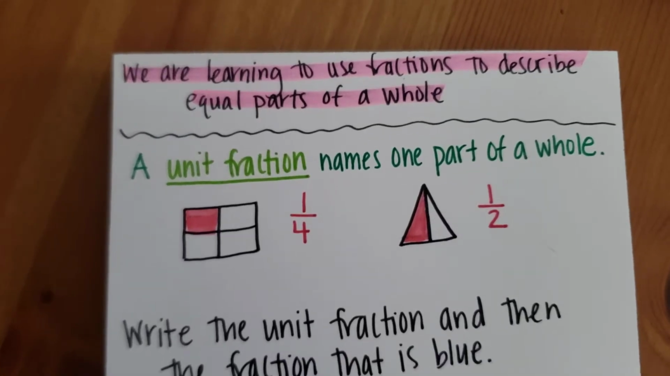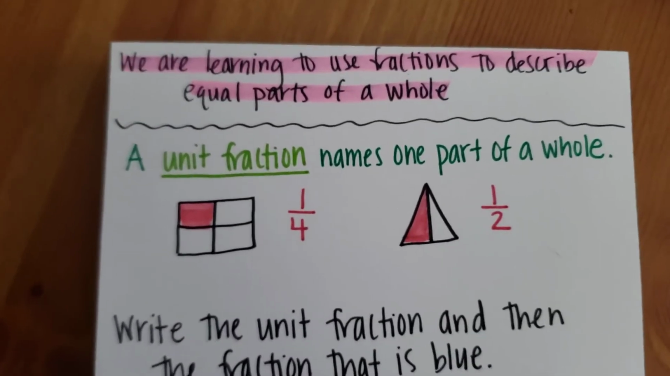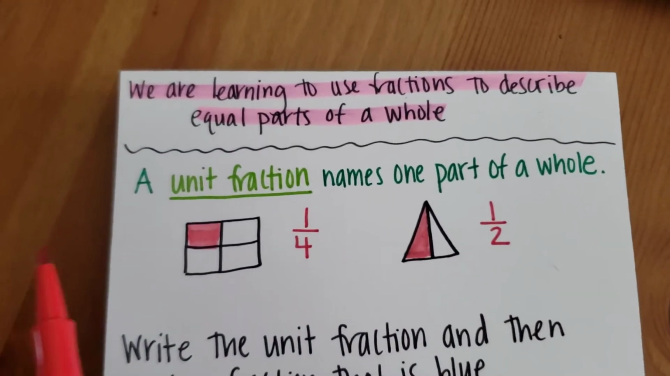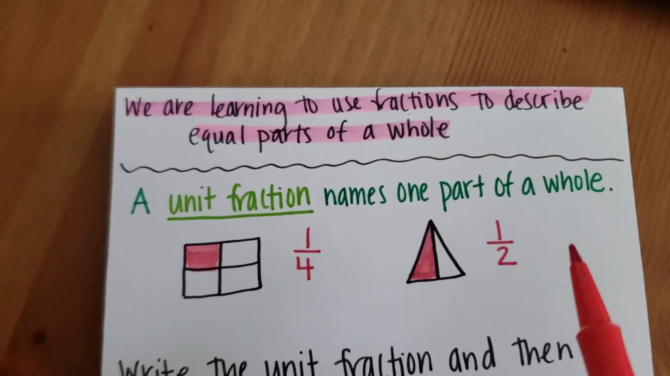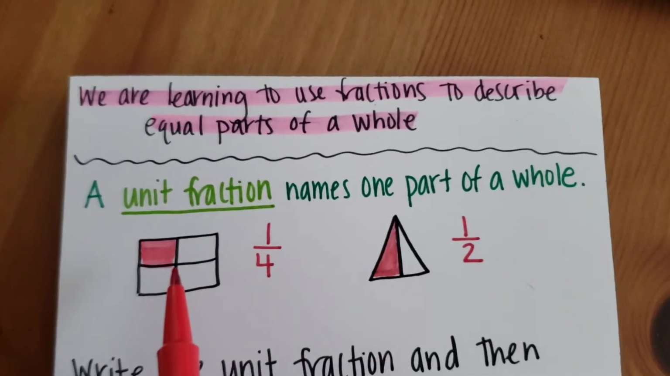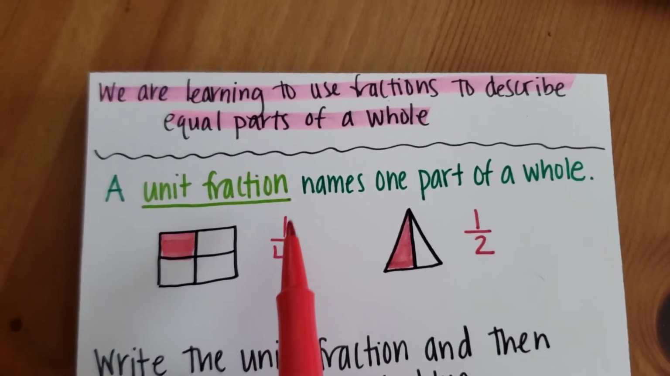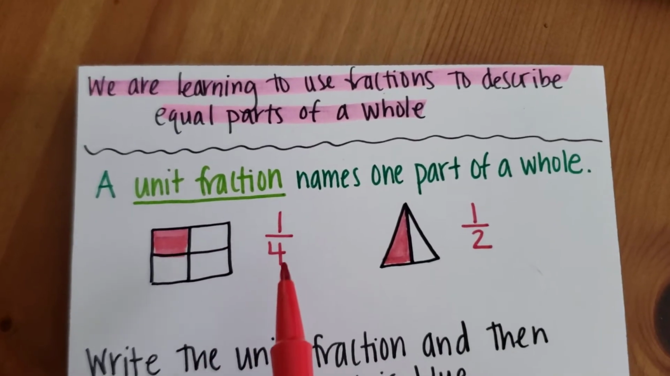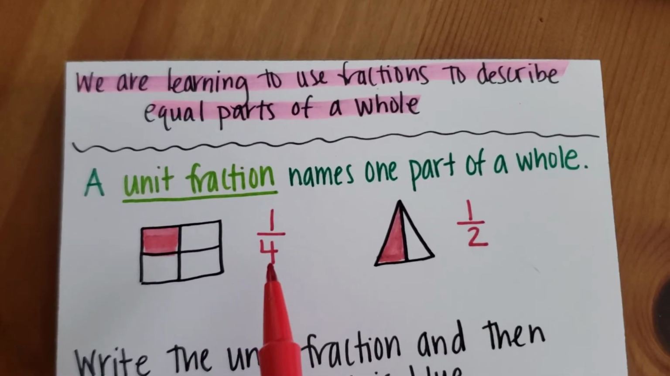All right, guys, we are learning to use fractions to describe equal parts of a whole. So the first thing we need to know is that a unit fraction names one part of a whole. So if I have this picture down here, one part of it, I put my 1 on top, and then I have 4 spots. So it is 1 out of 4, or 1/4.